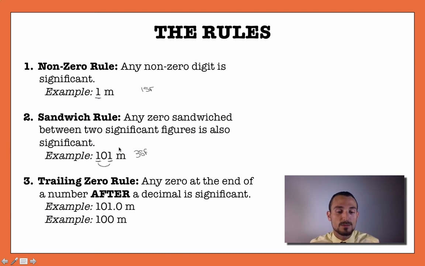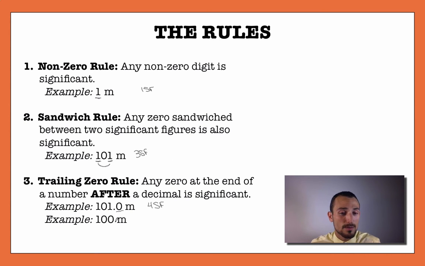The last one is probably the trickiest of all, and that's the trailing 0 rule. So if you ever have a number with a decimal and it has a 0 all the way at the end after that decimal, that 0 is significant. So we see here, we have 0.0 at the end. It's a trailing 0. It's all the way at the end, and it's after a decimal. That is significant. Then just like the number before, we see that these 3 digits are significant. So in total, all 4 of those digits are measured. We have 4 sig figs.